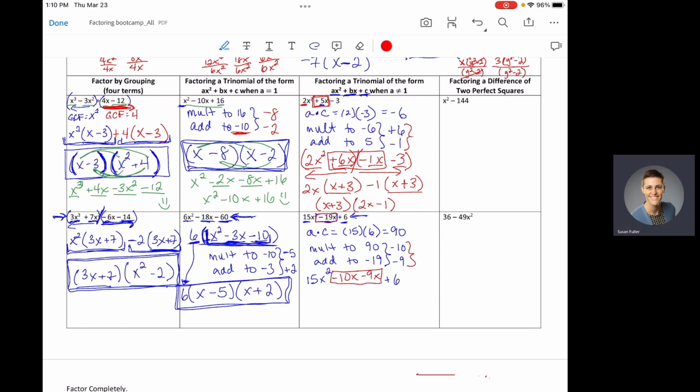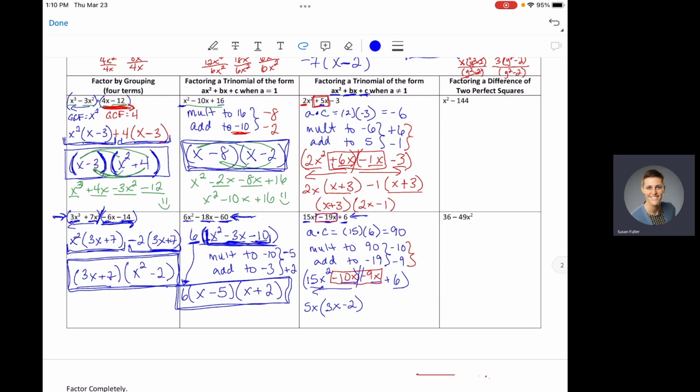And then once I do that and I split my middle term, I've got 1, 2, 3, 4 terms. I factor by grouping. Chop it in half, group in front, group in back, and take the GCF out of each one. On the left here, I'm going to take out a 5x as my GCF. When I take out a 5x, I get 3x minus 2. On the right, I'm going to take out a negative 3 for my GCF. And when I do that, I get a positive 3x minus 2.